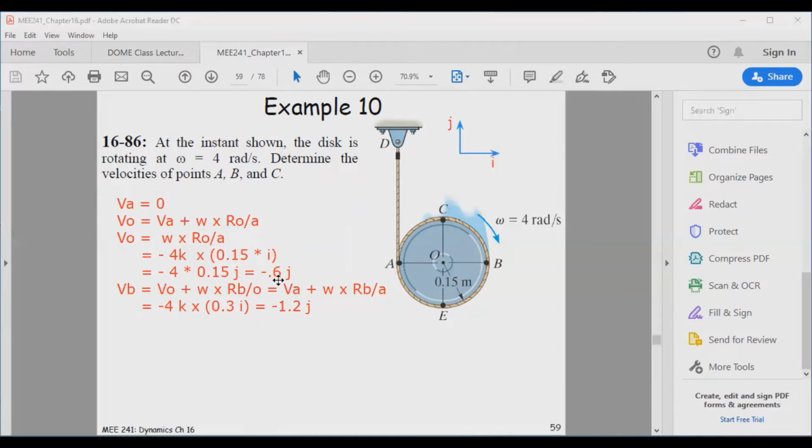Okay, and then I can find the velocity of E using the same formula. I could use point B as my reference, point C, or whatever. Let us find the velocity of point C, and then that would be it. I want to find the velocity of C.